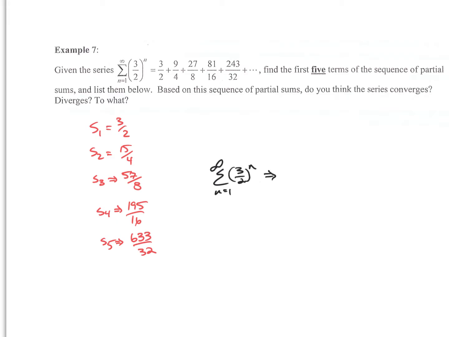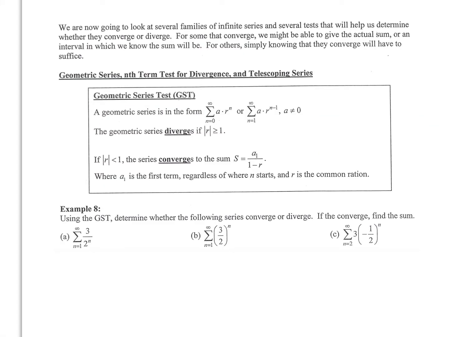What's happening with these things? It's going to 2? No. 633/32, you think that's close to 2? It's diverging because the base is bigger than 1. It goes to what? Infinity. So this means it diverges to infinity, because it's getting bigger and bigger and bigger. So let's look and see why.